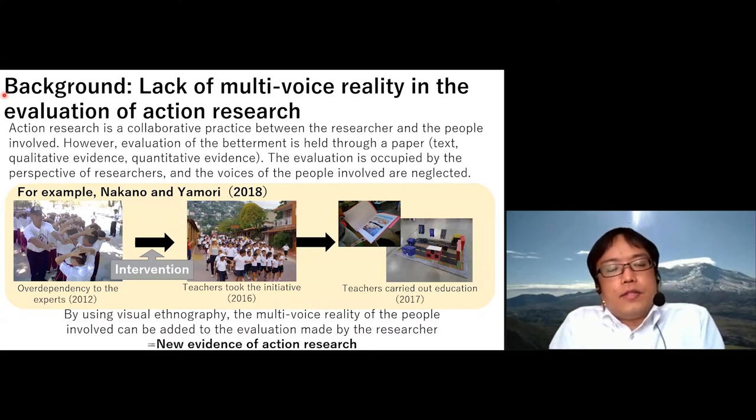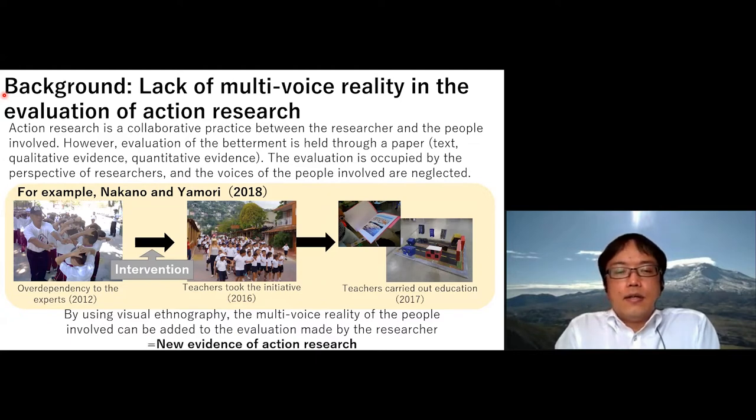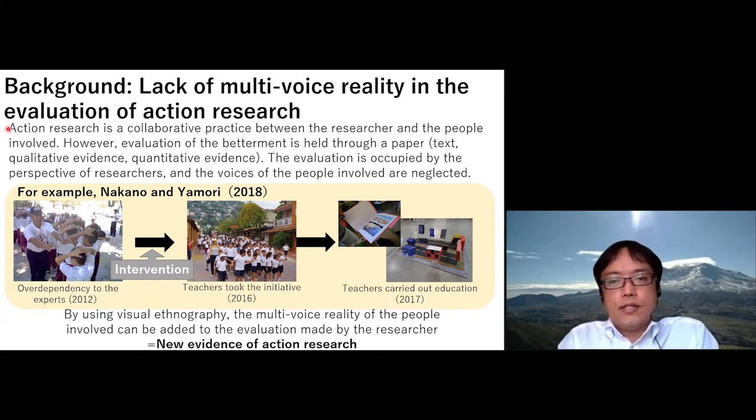Now let me raise another important issue related to the lack of multi-voice reality in the evaluation of action research. As I already mentioned, action research is a collaborative practice between the researcher and the people involved. However, evaluation of the betterment is held through a paper, for example research papers or a book, in text format, with qualitative or quantitative evidence. So the evaluation is occupied by the perspective of researchers, and the voices of the people involved are basically neglected in this process.